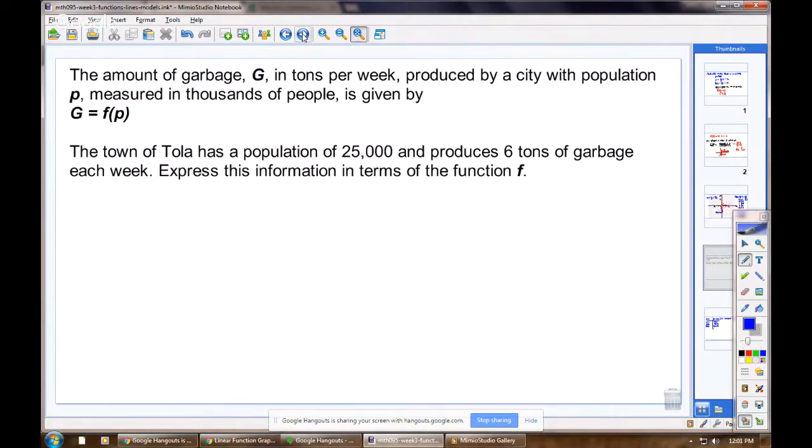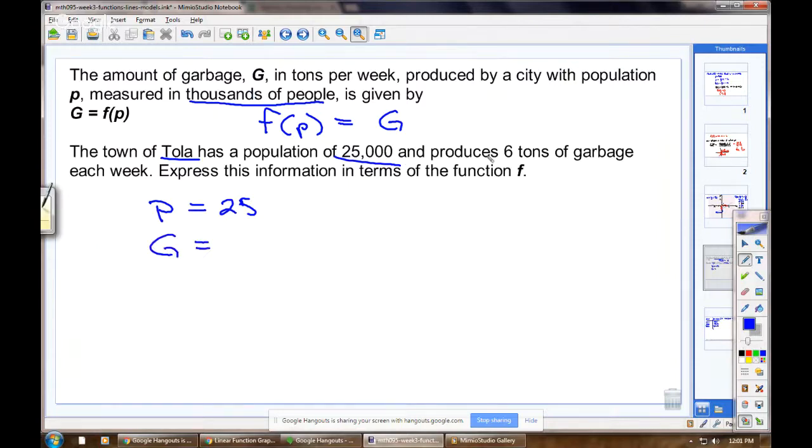So we can write this as a function, and the function can be written a couple of different ways. Here it says capital G equals f of P. We could also write it as f of P equals the garbage. So this function, given a population of a town, is supposed to spit out for us the garbage per week that they produce. Now the catch on P here is that it's in thousands of people. So if somebody tells me their town has 25,000 in it, in this example, P, the input, would be 25, because P is measured in thousands of people. So there's 25,000. And then for that town, the garbage is 6. And notice that's tons per week, which is exactly what I want. Capital G is tons per week.